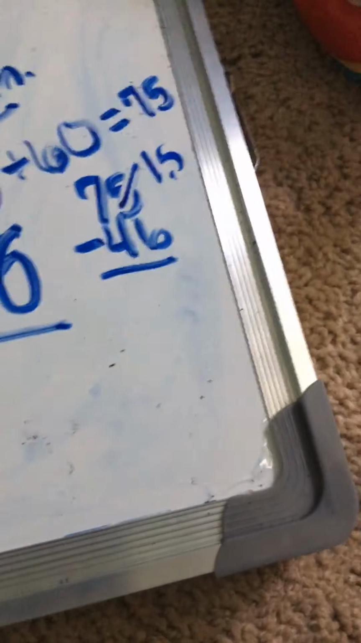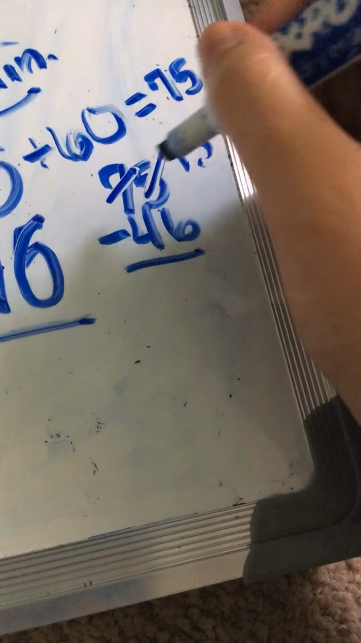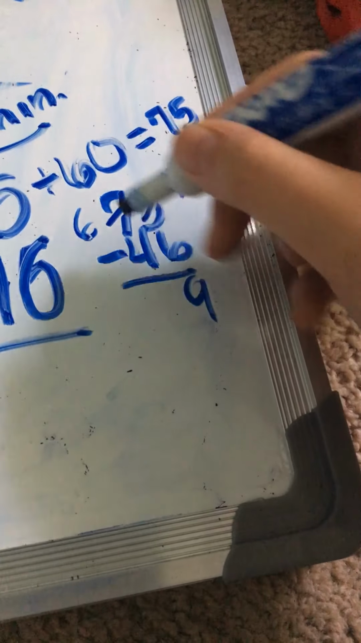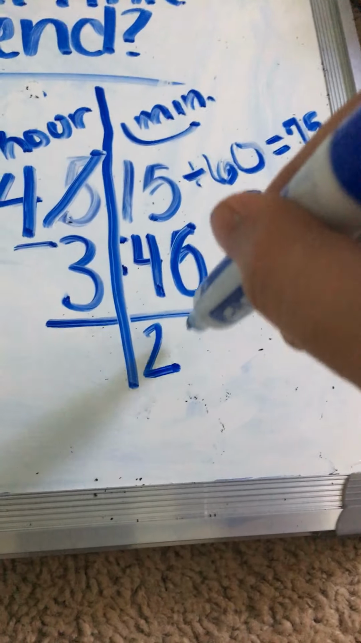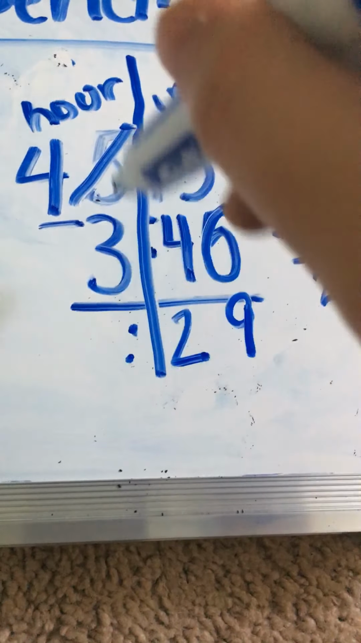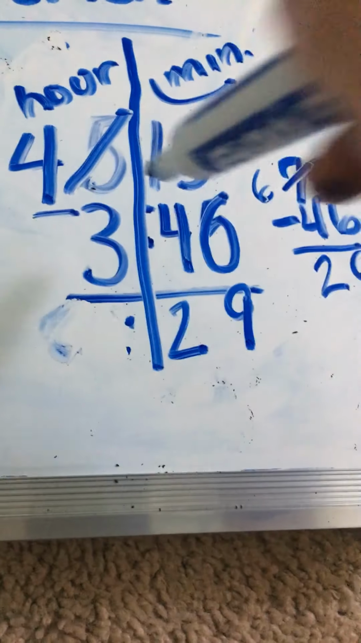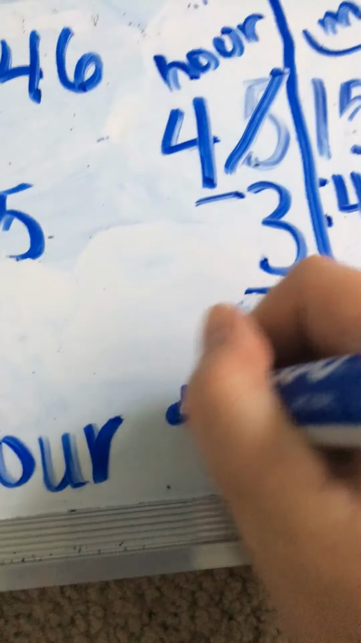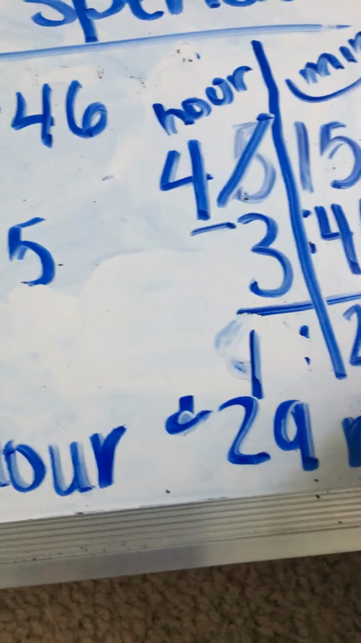I'm going to make that 5 of 15 and regroup and take it away from my tenths by making this 7 a 6. So 15 minus 6 would be 9, and 6 minus 4 would be 2. So now I have 29 minutes. If I take away 3 hours from 4, I have 1. So I would have 1 hour and 29 minutes that I spent doing whatever in the world I was doing.